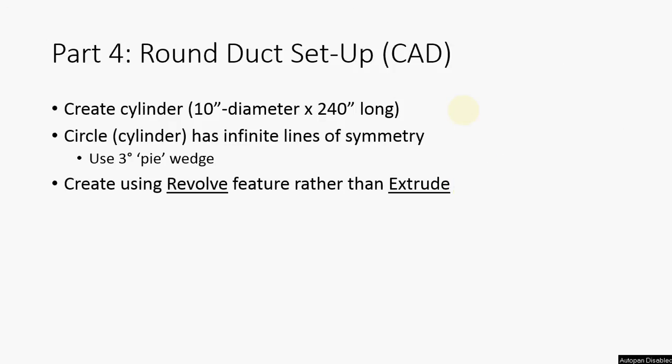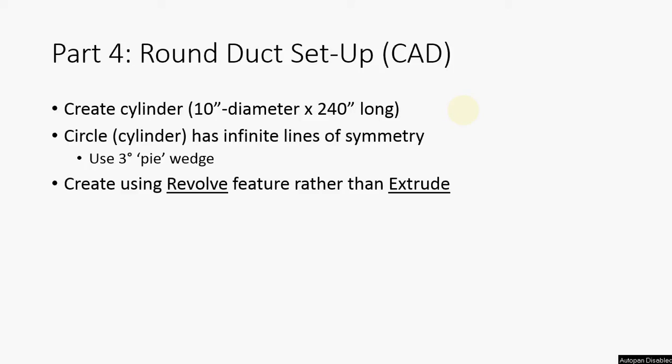Hello everyone. So in the last video I created the rectangular duct model. Now we're going to do the round duct model. The round duct is just going to be a cylinder with a 10-inch diameter, and it's going to be 240 inches long, just like the rectangular duct. The 10-inch diameter again is just sized from those pressure calculations with the airflow at 400 cubic feet per minute. The details of that aren't important.